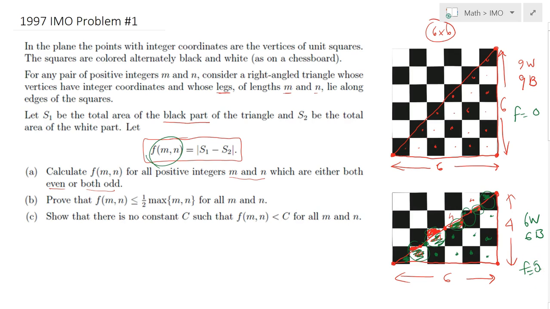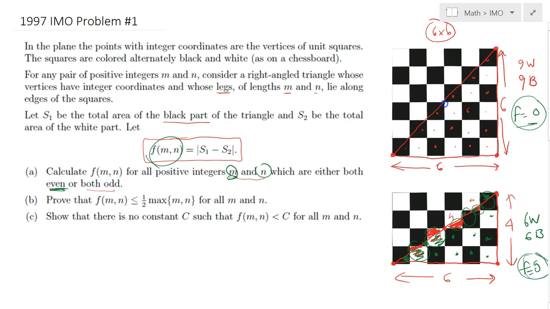So would that mean that whenever m and n are both even, it gives me a strong intuition that I should expect a 0. But why is that? Why would the area of the blacks be equal to the area of the whites when I have an even by even configuration? Well, I think the answer is hidden in the drawings that I had. So I think it's hidden in the symmetry.